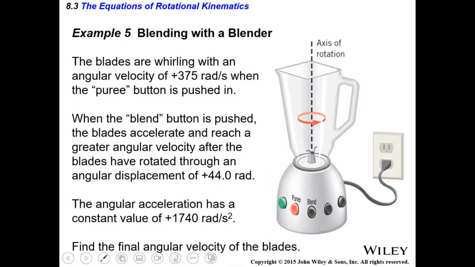So we can take a look at an example, blending with a blender. The blades are whirling with an angular velocity of plus 375 radian per second when the puree button is pushed in a blender. When the blend button is pushed, the blades accelerate and they reach a greater velocity after the blades have already rotated through an angular displacement of 44 radian. The angular acceleration has a constant value of 1740 radian per second squared. Find the final angular velocity of the blades.